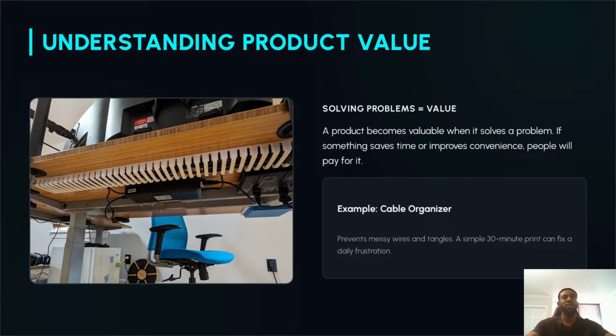Anyone can buy a filament, and anyone can buy a printer. But not everyone can identify a problem and create a solution. If you understand what I mean, this is what designers, engineers, inventors, and entrepreneurs do. So it's not just about getting a printer and making objects that look cool. It's about creating products that actually have value, and that's exactly what 3D printing allows you to do.